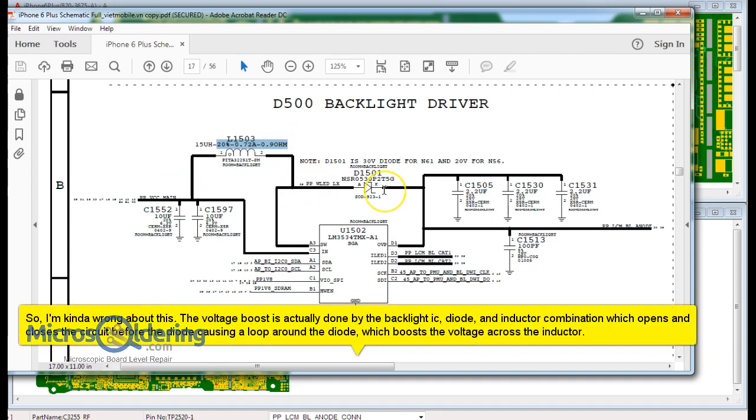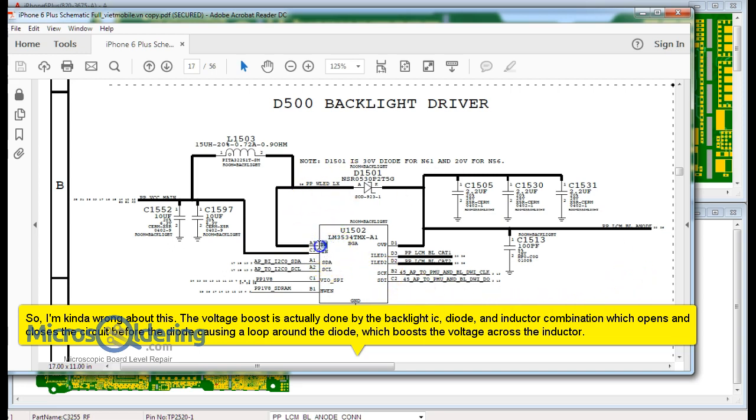Okay, but here's the thing. There's a diode here, and this diode acts as a switch, deciding whether to let this boosted voltage go through this circuit or not. When this diode is on, it releases the boosted voltage to this anode line right here. This anode line connects to a filter, and then the filter goes to the connector. The connector powers the backlight.